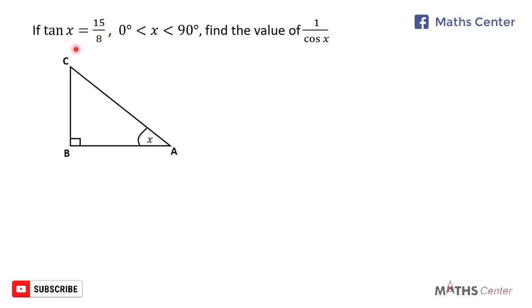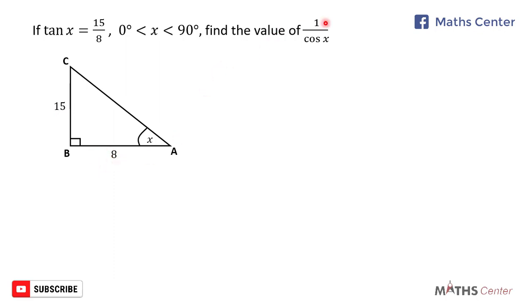We know that tan is opposite divided by adjacent. So what it means is that in this right angle triangle, 15 will be opposite to x and 8 will be adjacent to x. So our tan x is equal to the opposite side, which is 15, divided by the adjacent side, which is 8.